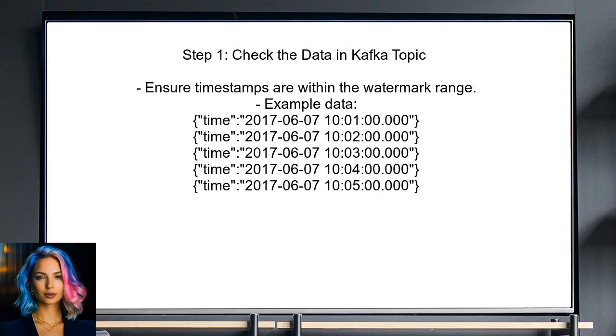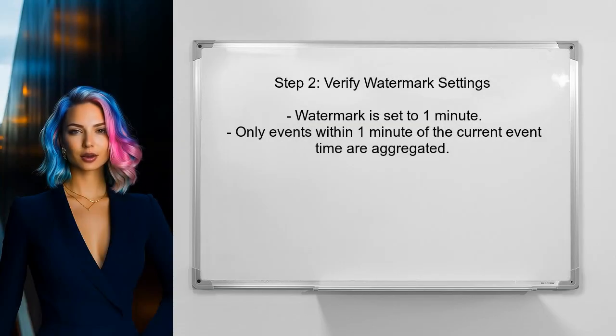To address the issue of receiving empty output, the user should first check the data being pushed to the Kafka topic. It's essential to ensure that the timestamps in the data are within the watermark range. Next, the user should verify that the watermark is set correctly. The watermark is defined as 1 minute, which means that only events that are within 1 minute of the current event time will be considered for aggregation.